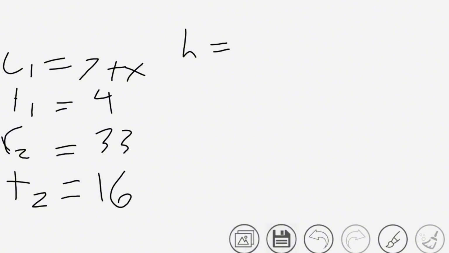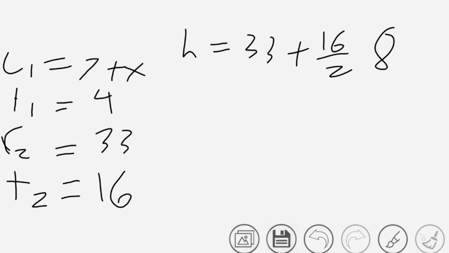H will be, let's just replace the values, 33 plus 16 over 2. And that'll be 8. So 33 plus 8. H is equal to 41. What am I thinking? Oh my god, that's an ugly H. Let's fix that real quick. There we go, beautiful. And now with H present, we can solve for the x.